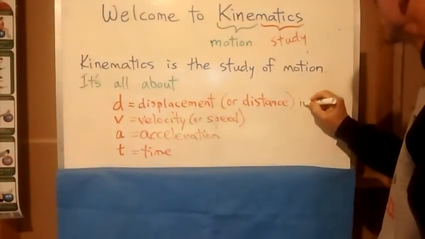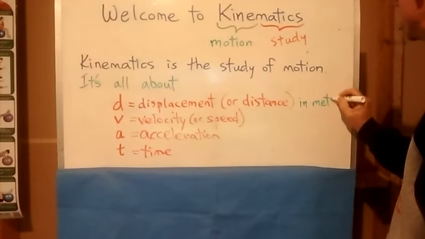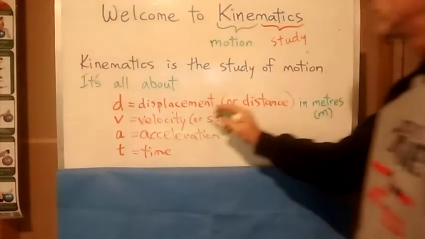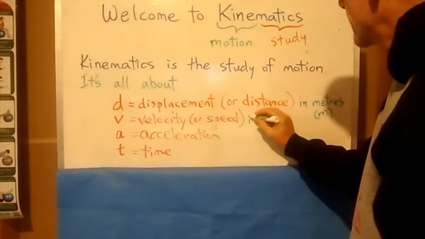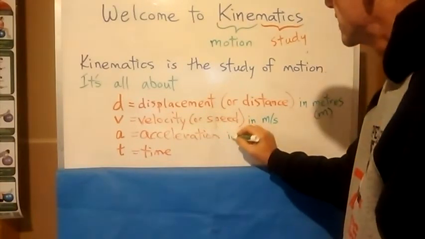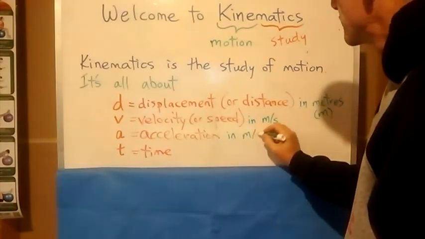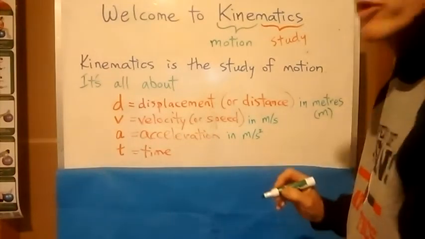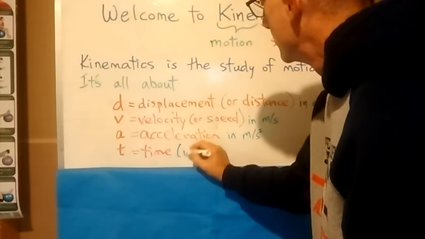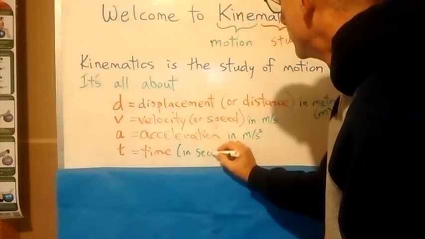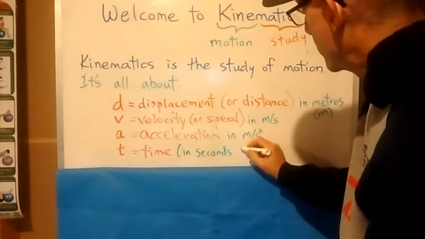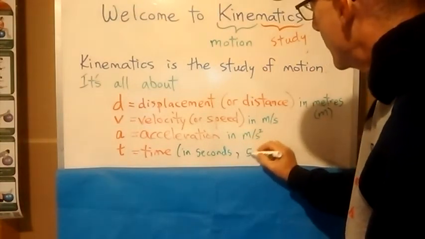It's in meters, and those are m's. Velocity or speed is in meters per second. Acceleration is in meters per second squared, and I'll explain more about that later too. And time is in seconds. And we've got an abbreviation for seconds as s's.